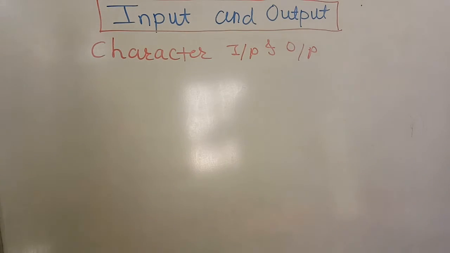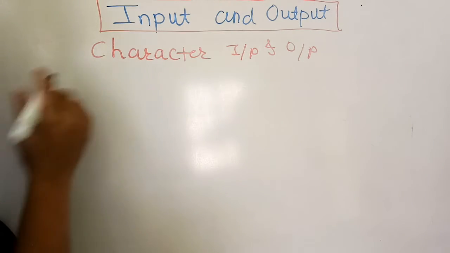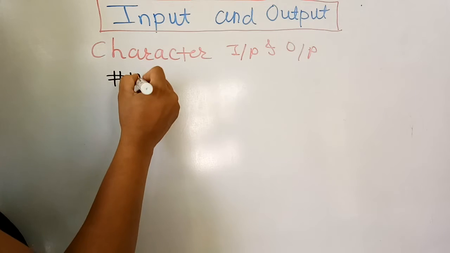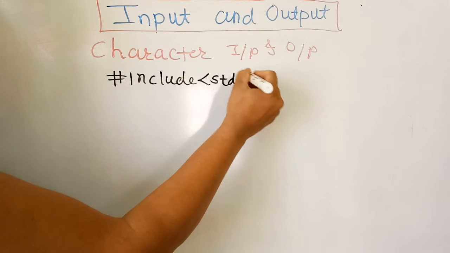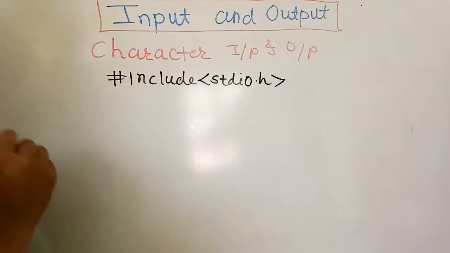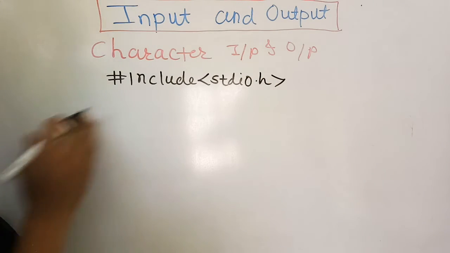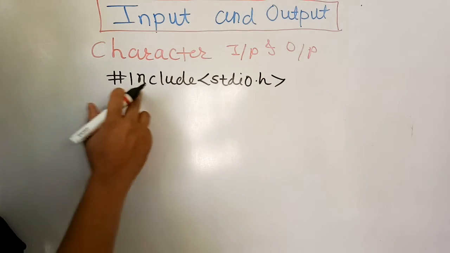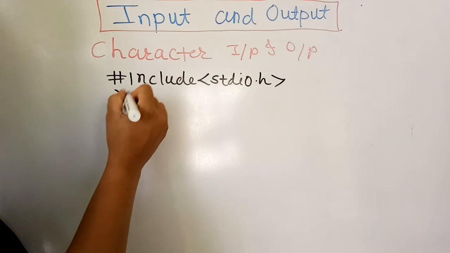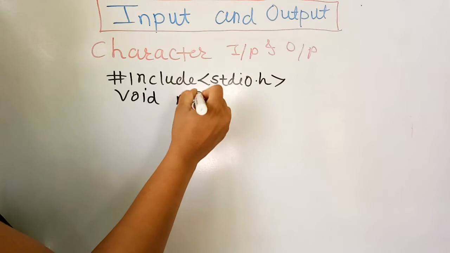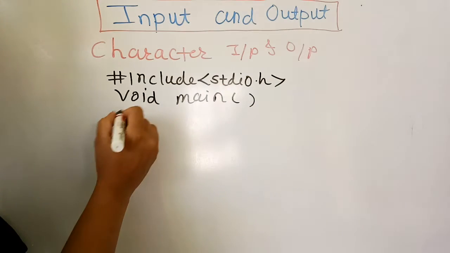Now we will see how to use these getchar and putchar mechanisms with the help of a program. We simply write one program which will accept a single character from a user and print the same character on the output device. For that, you write the program starting with the header file #include <stdio.h>. Then you have to specify the main function, that is void main.